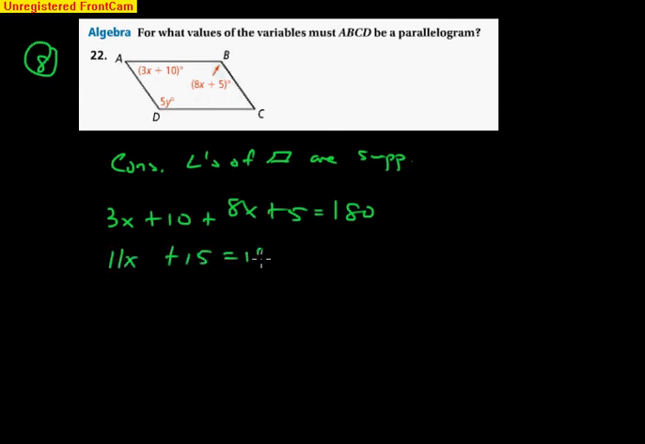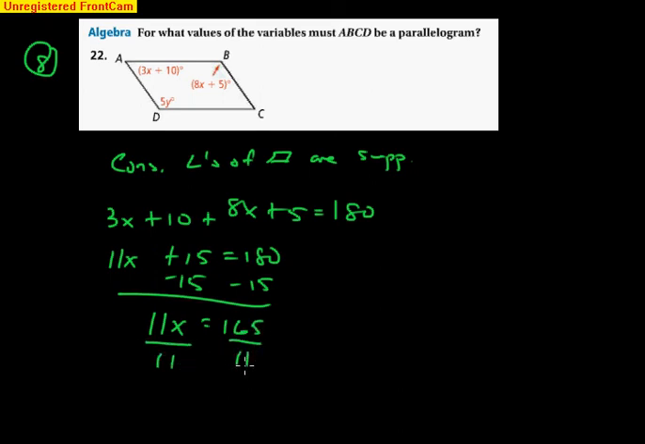Okay, so 3x and 8x is 11x. 10 and 5 is 15. Subtract 15 from both sides. 11x is 165 and divide by 11. x is 15. And there's my value of x.